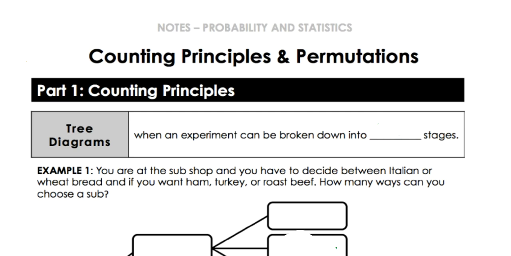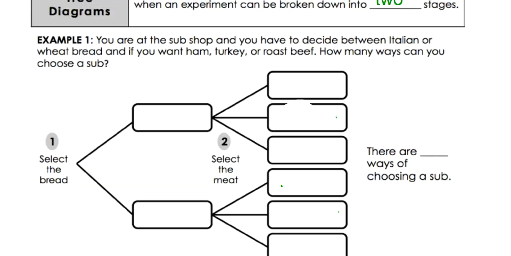In a tree diagram, we have an experiment that can be broken down into two different stages. And so we can then draw those stages out in a tree diagram. So let's look at an example here. In the tree diagram we're going to look at, we are at a sub shop and you have to decide between Italian or wheat bread, and then you have to decide whether you want ham, turkey, or roast beef on your sandwich. So we're trying to figure out how many different ways we can make a sub with one type of bread and one type of meat on it.